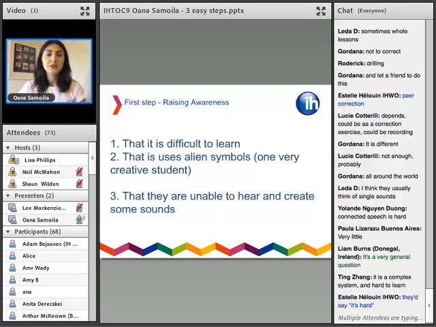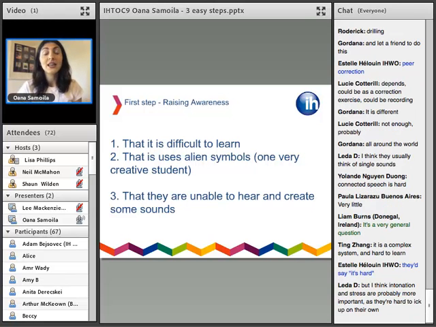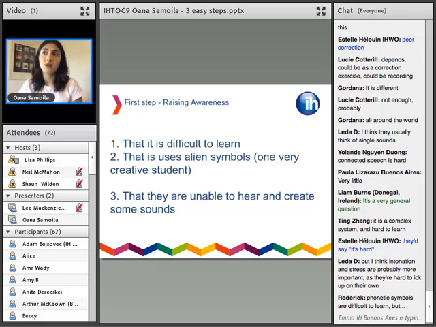First of all, most of my students said it's difficult to learn. And I think you can all agree with me that your students usually say that as well. I would like to underline the fact that they used the verb to learn. So they do believe that it's something that they can learn. At the same time, a very creative student of mine said that it uses alien symbols. And you know what? I agree with him. It does use alien symbols. Because anything that you do not know how to use is as foreign as, I don't know, Martian.